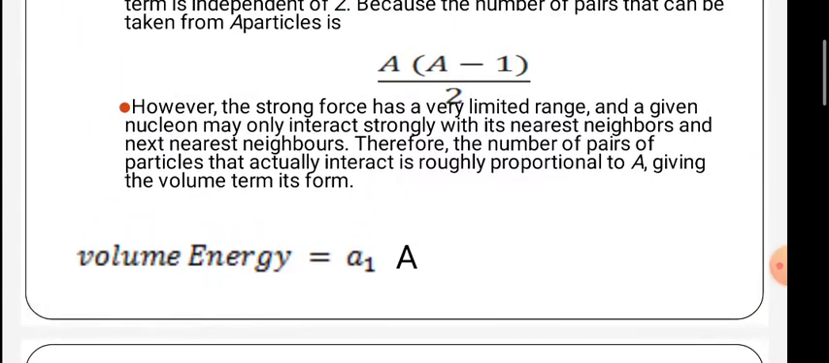We will also have to discuss surface energy, Coulomb energy and asymmetric energy. That would be done in our next class.